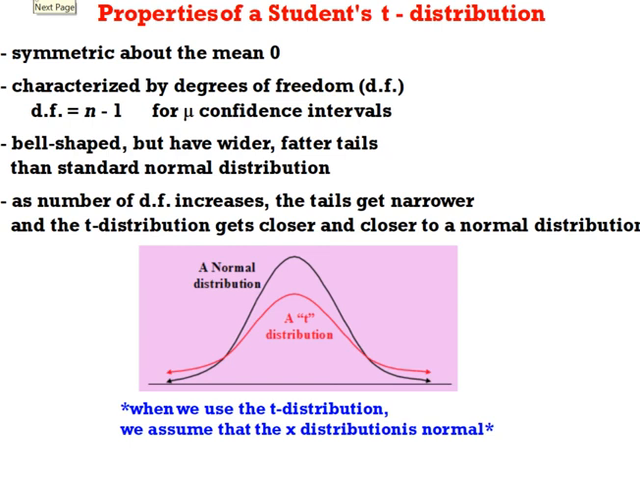Properties of the t distribution. It's symmetric and centered around 0, just like the normal one was. Now it's characterized by degrees of freedom, or d.f. That's your sample size n, subtract 1, for mu confidence intervals. It's bell-shaped, but has wider, fatter tails than the standard normal curve. As the number of degrees of freedom increases, the tails get narrower, and the t distribution gets closer and closer to the normal distribution. So big really isn't defined like it is in the standard normal distribution. It's not like bigger than 30 is regarded as large.